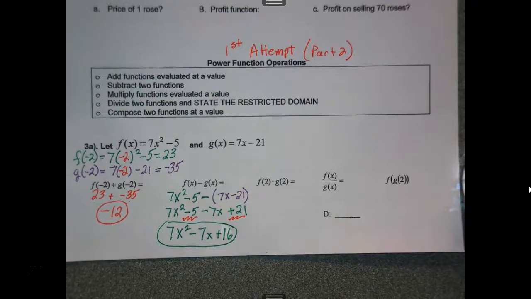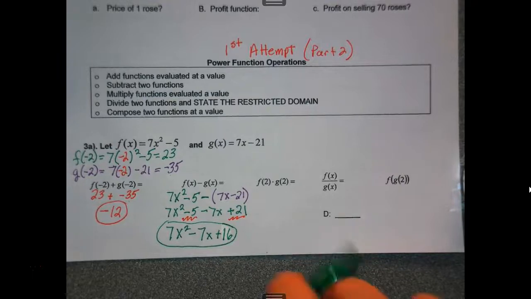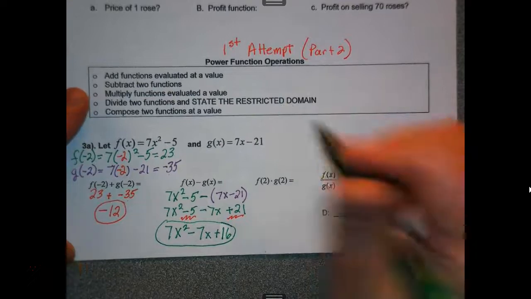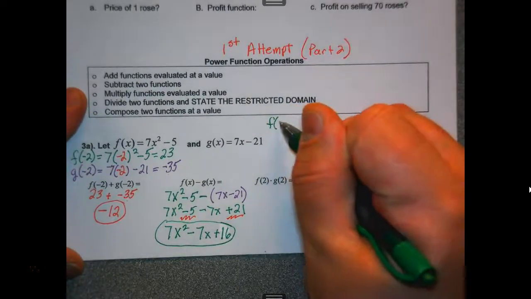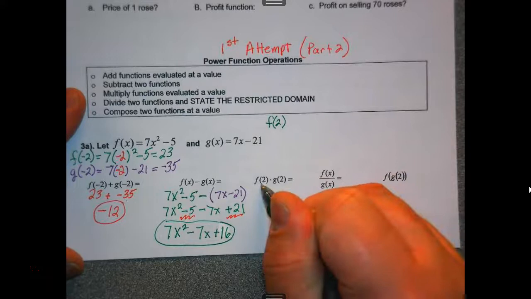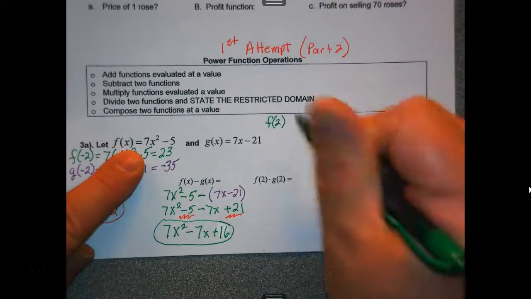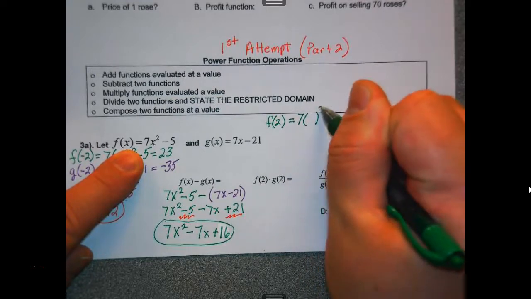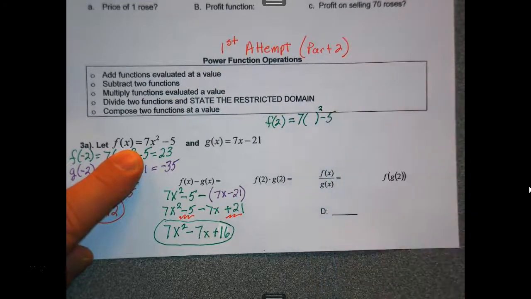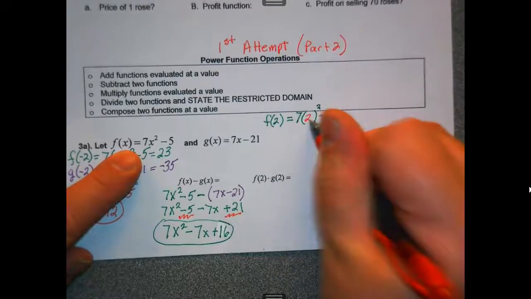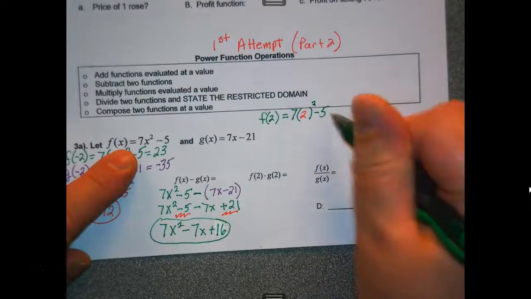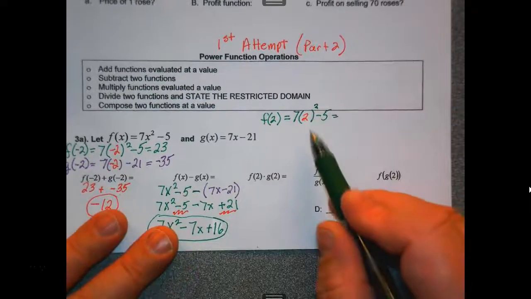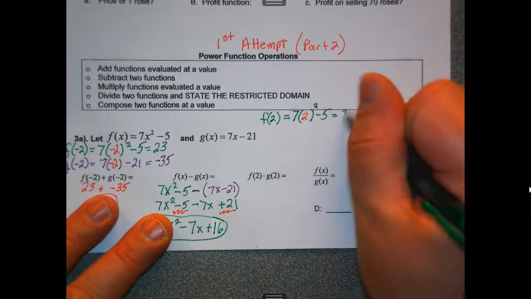13. Multiplication. I have the f of 2. Okay, I've got to find the f of 2. 7x squared minus 5, my x is 2. Let's see, I have 2 squared is 4. 4 times 7 is 28. Minus 5 is 23.